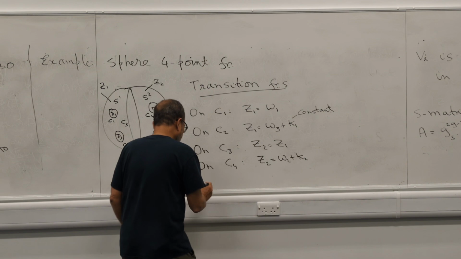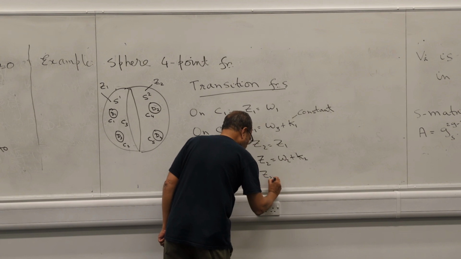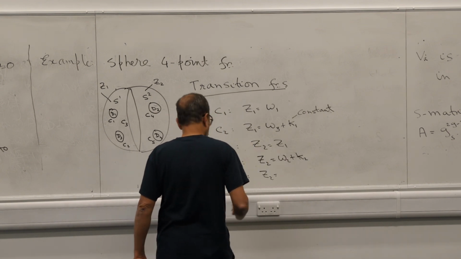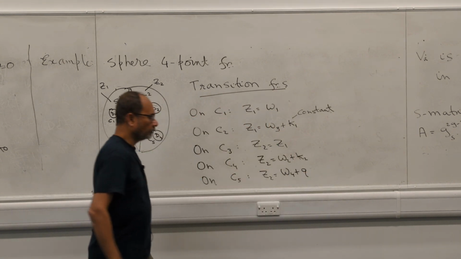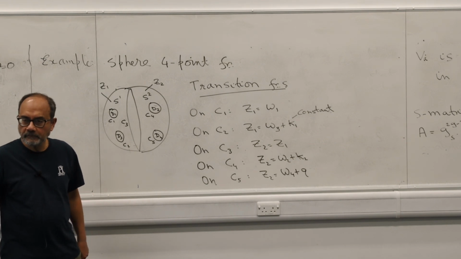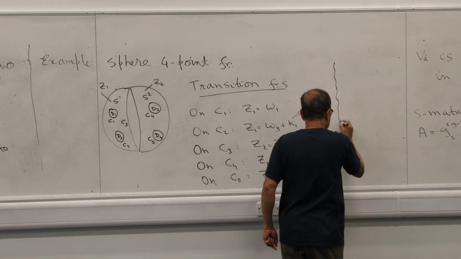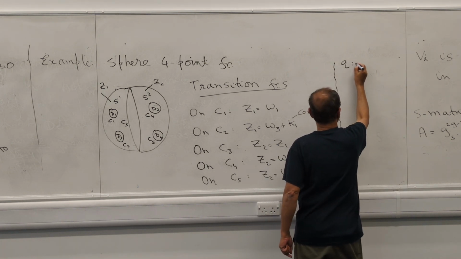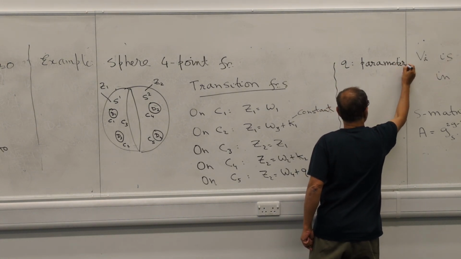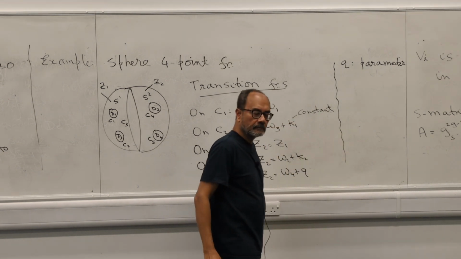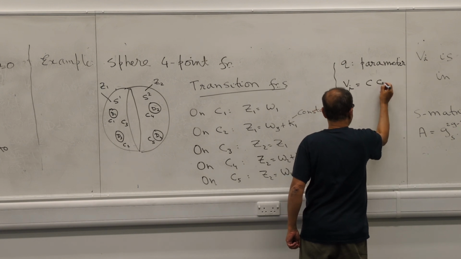And on C5, I take Z2 equal to W4 plus Q. And Q is the parameter. We are going to treat Q as a parameter. And I'll also choose these physical vertex operators as of the form C bar VMI.